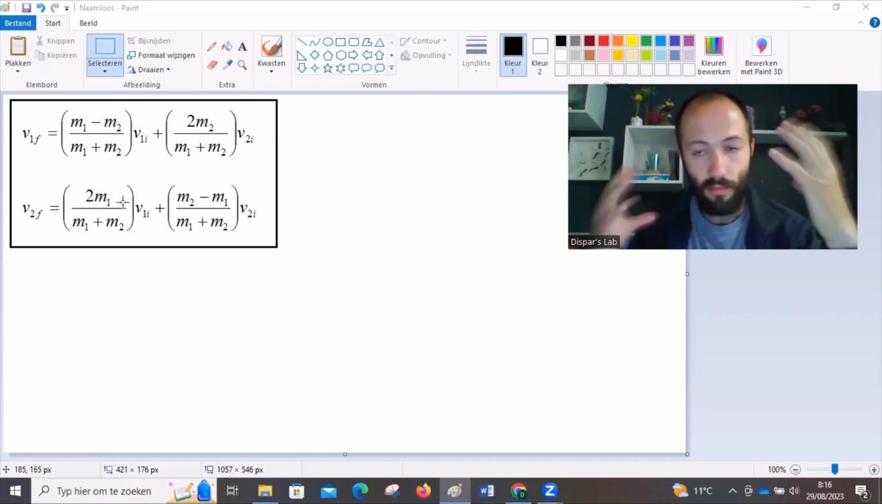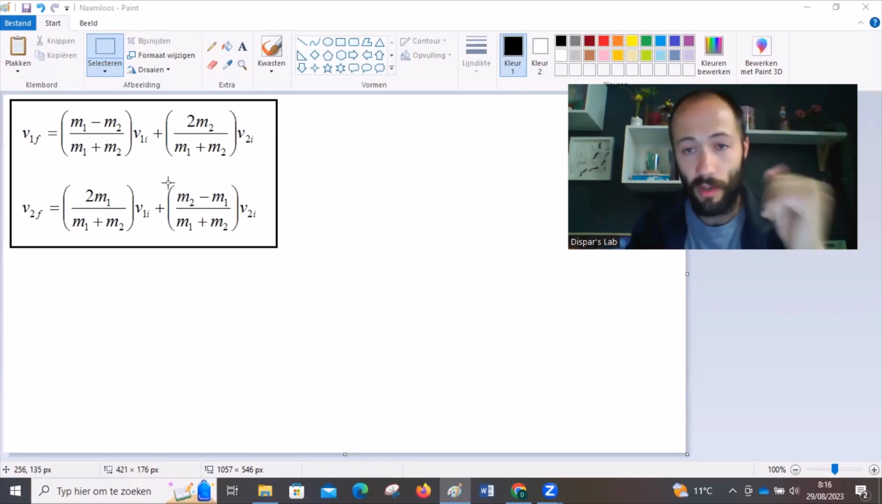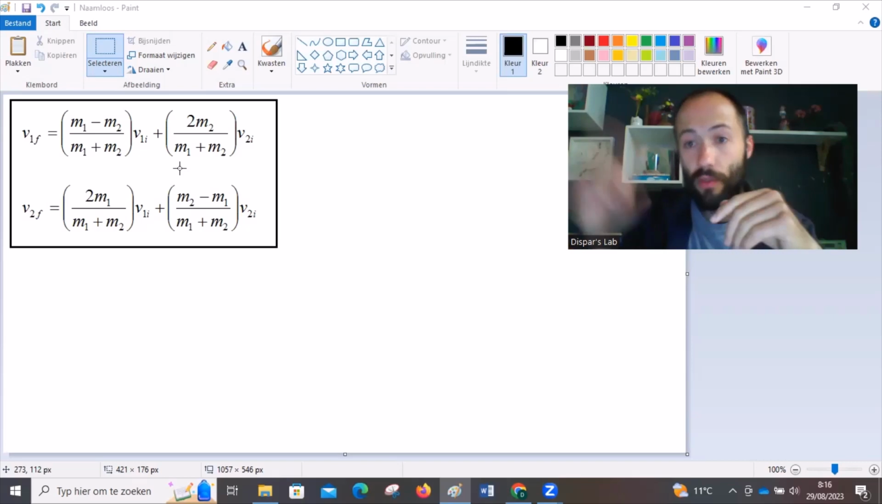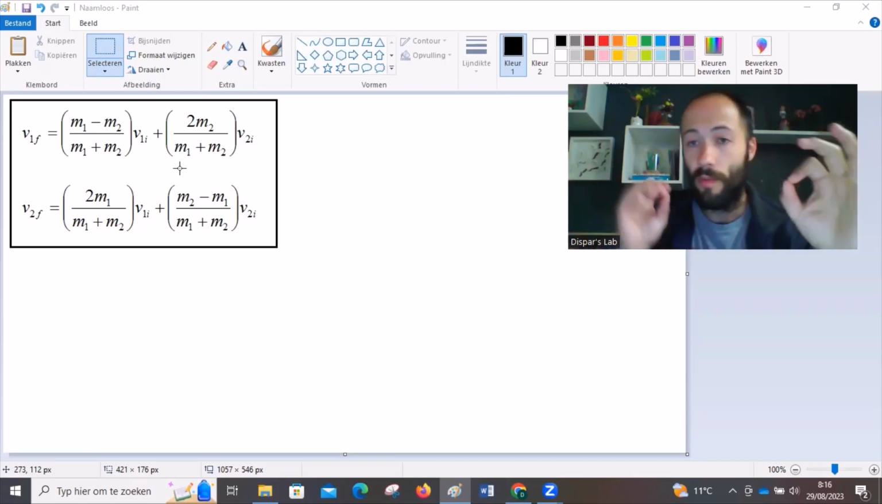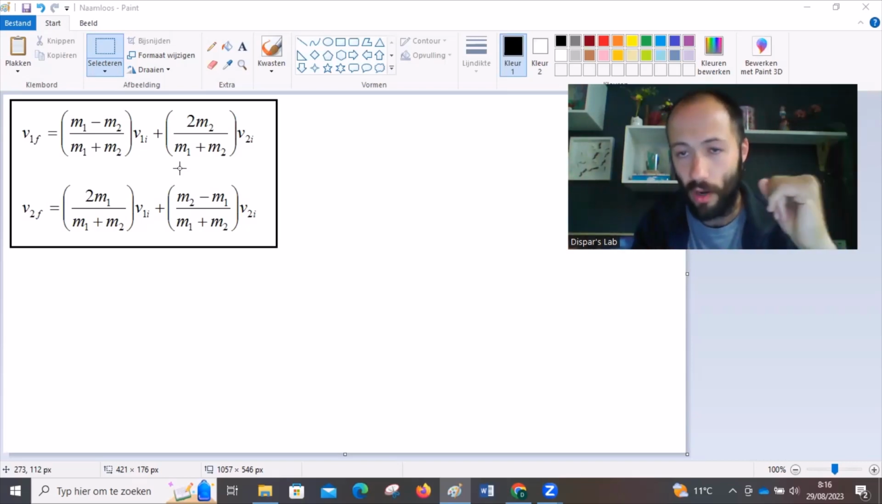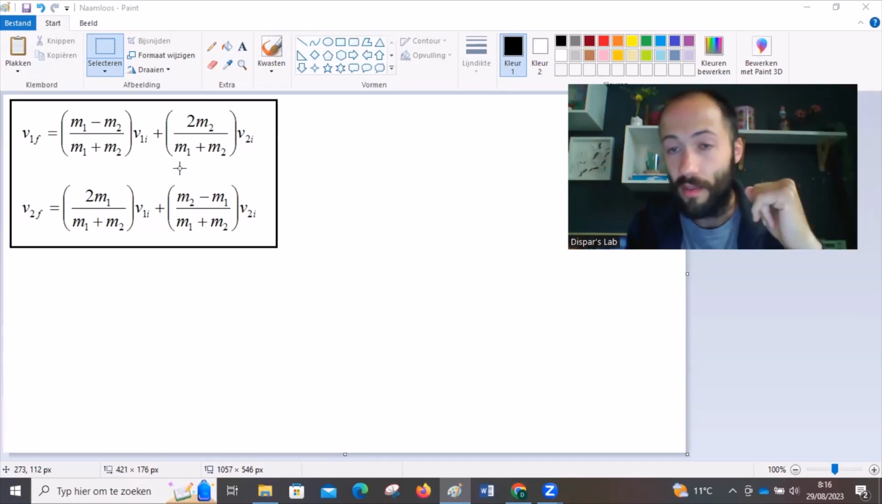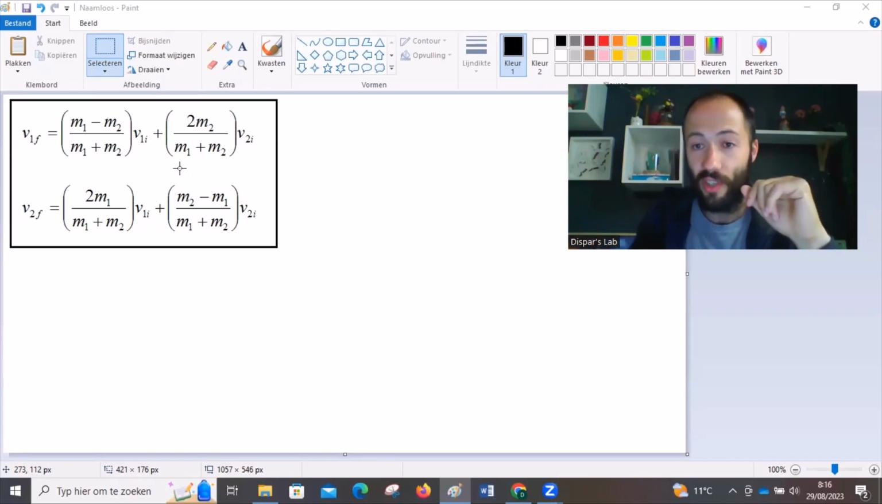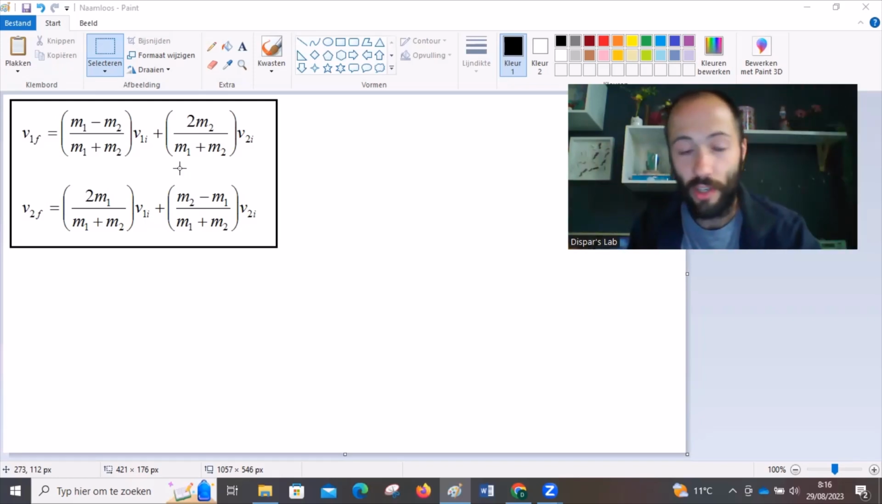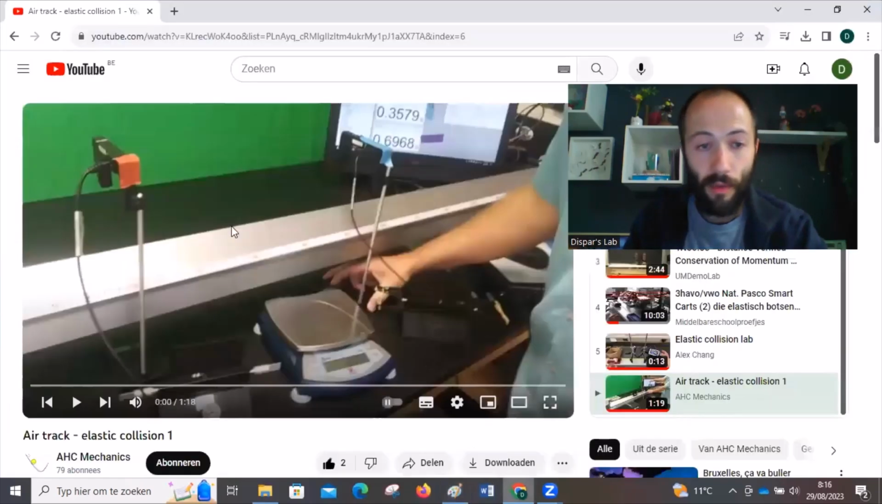So my question is, if this formula predicts 2/3 and 1/3 for a 1-to-2 mass ratio, if that's wrong, if that can't possibly happen, if that's an example of kinetic energy, then is this also incorrect for another type of mass ratio? So I'm going to be analyzing this particular elastic collision experiment for today.